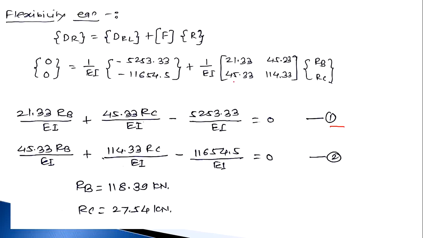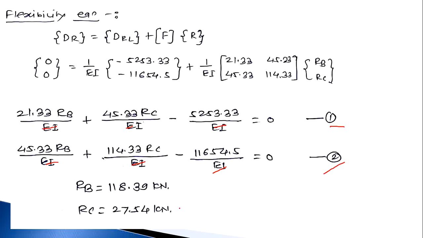Then next, 45.33 into RB plus 114.33 RC minus 11,654.5 upon EI. This is equation number 2. EI is a constant term, so all EI will be cancelled. So these are 2 equations and 2 unknowns. By simplifying these equations, we get the values of RB and RC: the value of RB is 118.39 kilonewton and RC becomes 27.54 kilonewton.